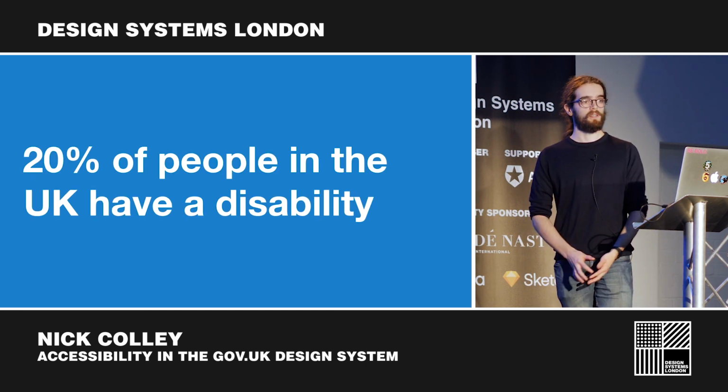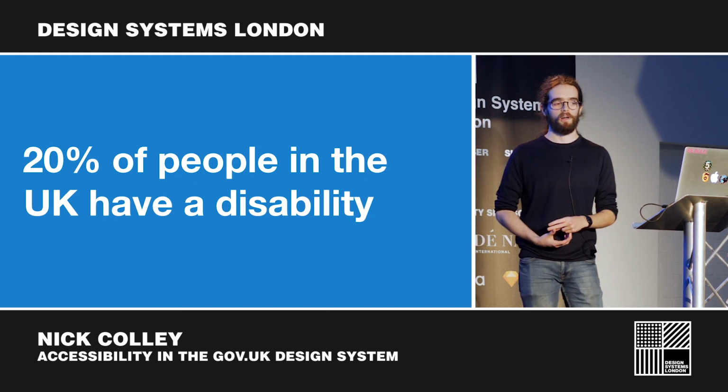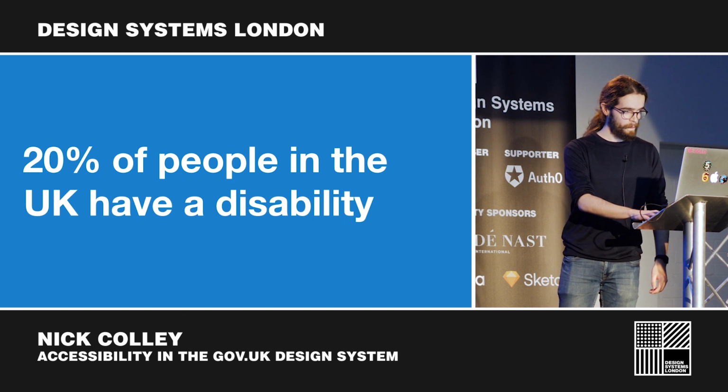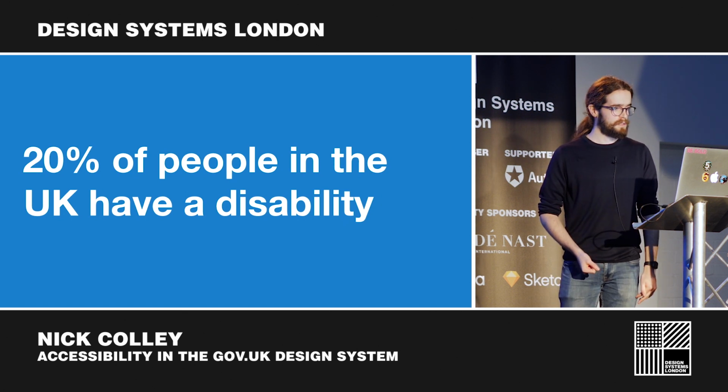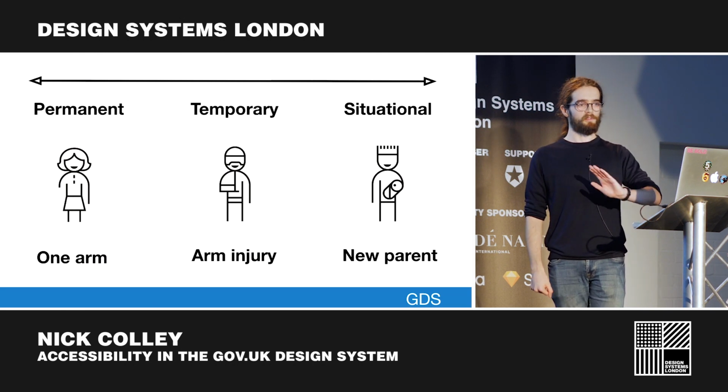20% of people in the UK have a disability. This could be a visual, hearing, motor, or cognitive impairment. So that's around 13 million people. Although my maths could be really crap, so.